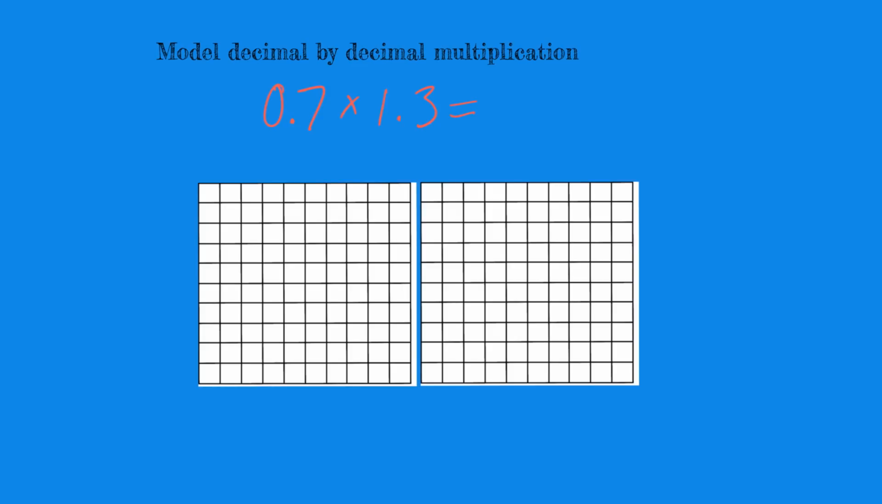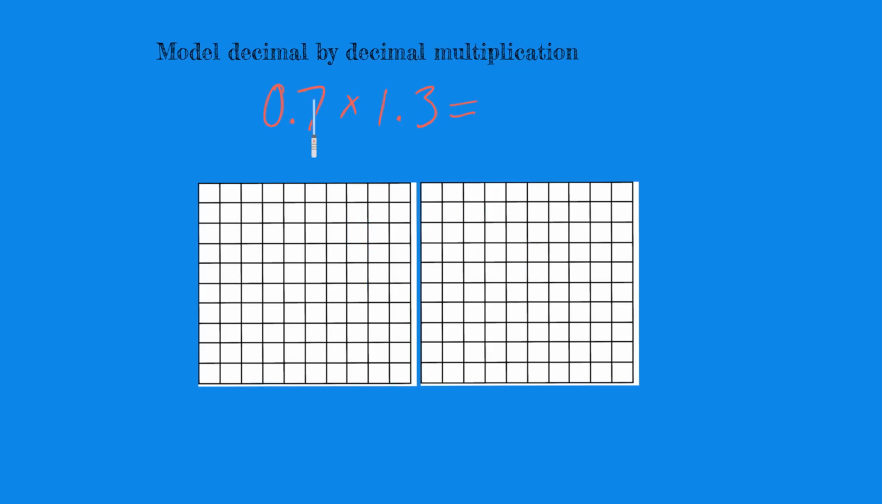All right, so we're going to go ahead and model a couple problems here. We're going to model 7/10 times 1 3/10. So we're not just doing a decimal by a whole number, we're doing a decimal by a decimal this time. And you'll notice I have more than one grid here. Here's why. We have to model 1 whole and 3/10. So we're going to need more than one grid in this case.